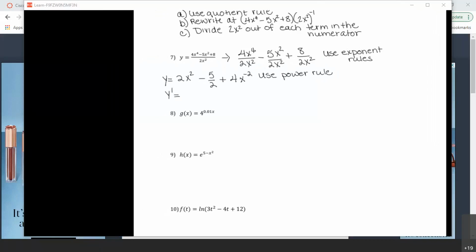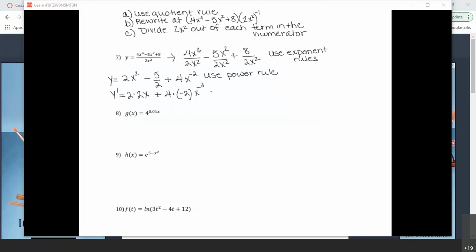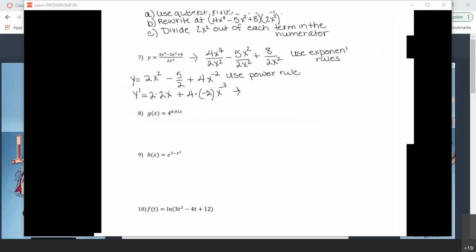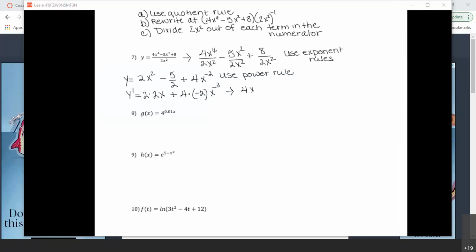And this is just power rule. Bring out the coefficient, bring down the exponent, drop the exponent by 1. This thing in the middle of the 5 halves is a constant, so it gives me nothing. Then I'm going to pull away my coefficient, bring down my exponent, drop my exponent by 1. And then the rest is algebra. That's going to give me 4x minus 8 times x to the minus 3, which is 4x minus 8 over x.